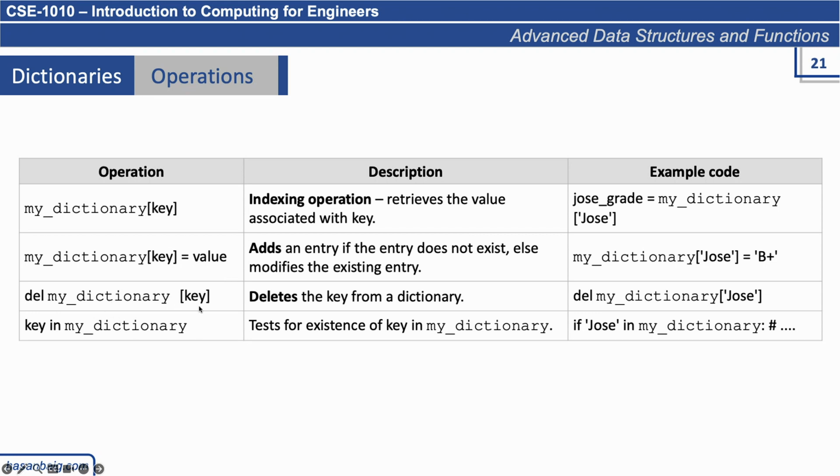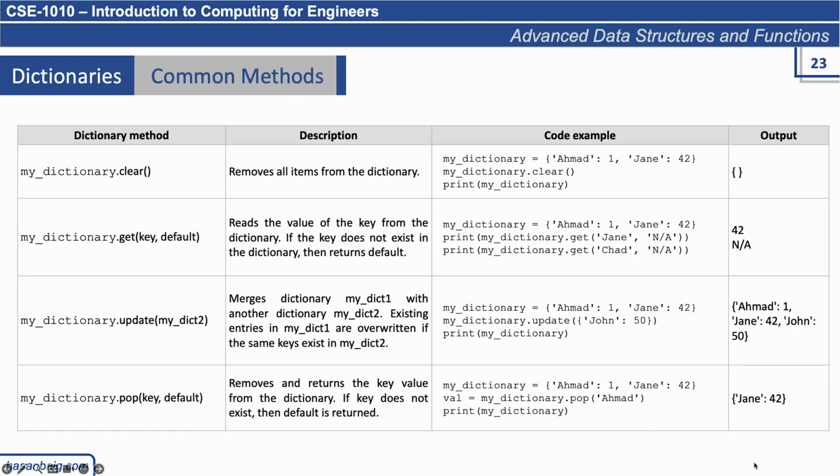We can delete any key and its associated value with the help of del keyword. And key in my dictionary is the membership operator, which checks whether the key is already present in the dictionary data structure. Some other common methods: we can flush out the contents of a dictionary using the clear method. So if you have a dictionary here containing 2 elements, when you execute the clear method on this and print, it will become an empty dictionary.